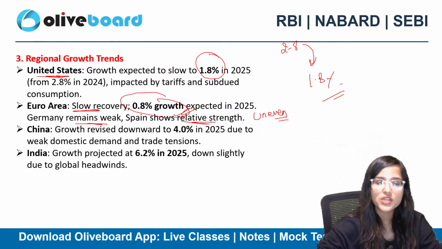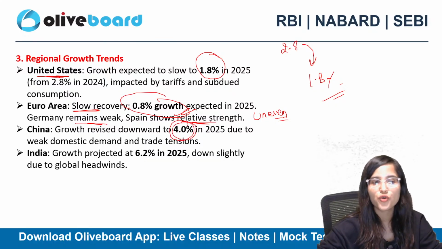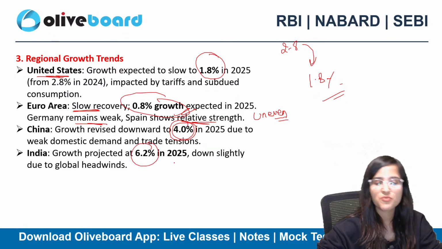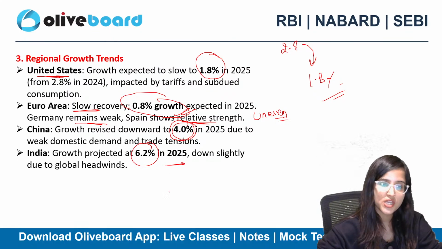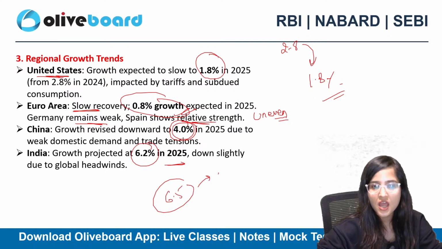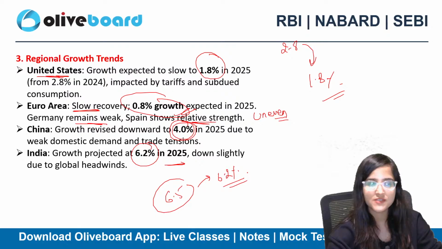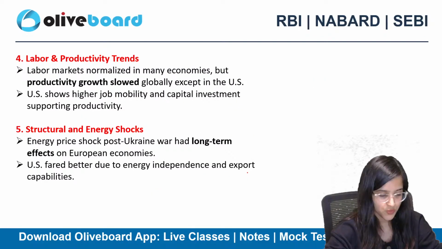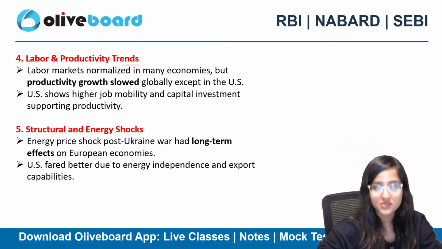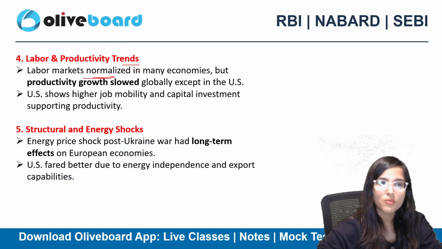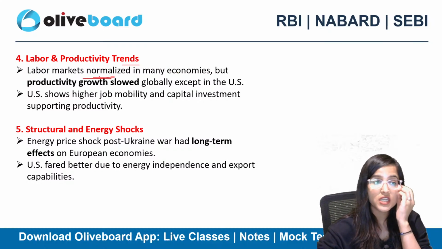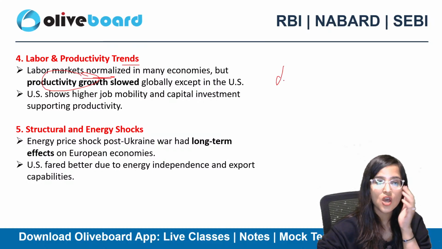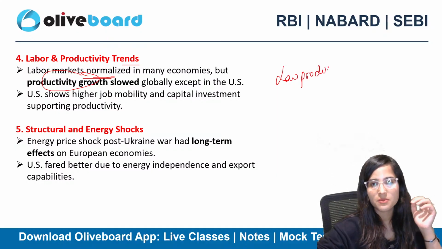For China also, they have revised the growth down to 4%. For India, it has been projected at 6.2%. Initially they had projected 6.5%, now they have reduced it to 6.2%. We have seen this region specific as well. If we talk about labor and productivity trends, then labor markets normalized in many economies, but productivity growth slowed. So we can see that there is low productivity in the labor market.